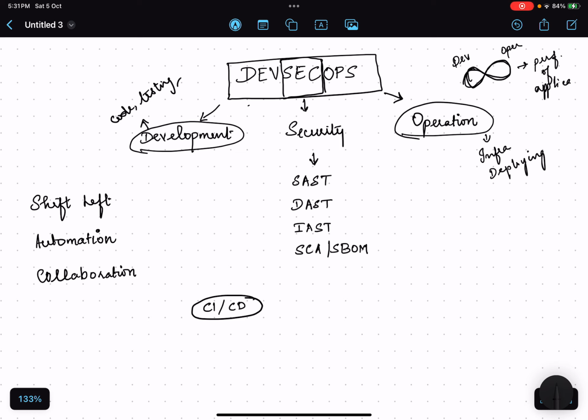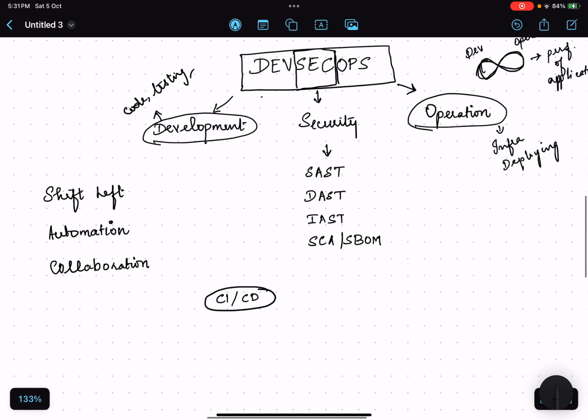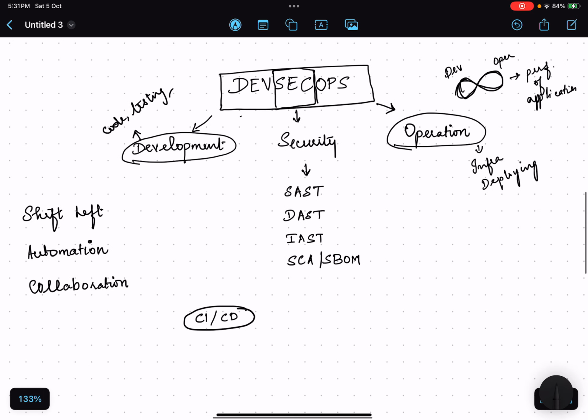And if we look at the traditional cycle, we don't have security as one of the aspects of software development itself, and that is where DevSecOps came into the picture. In DevSecOps, security is integrated as part of the DevOps operation itself.